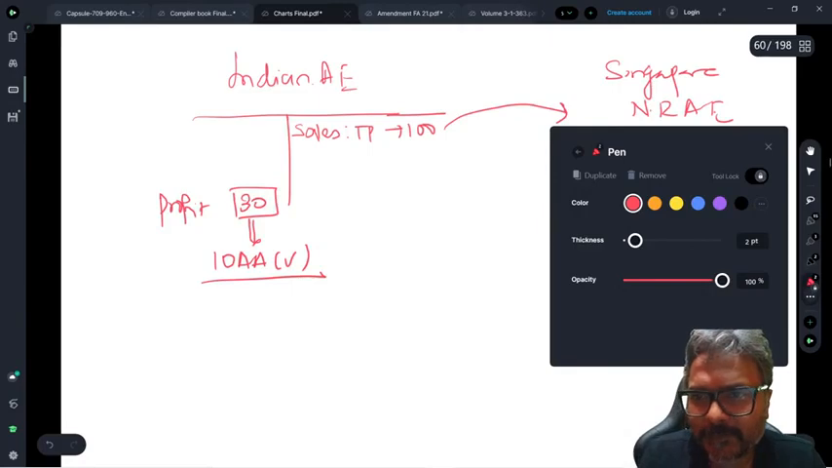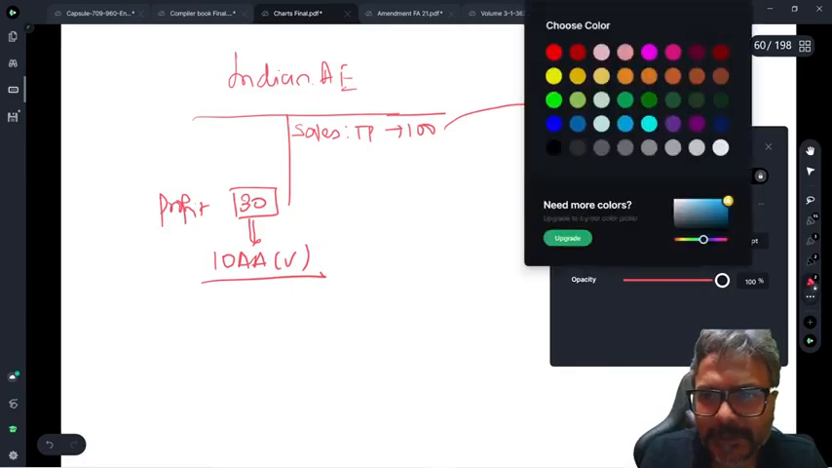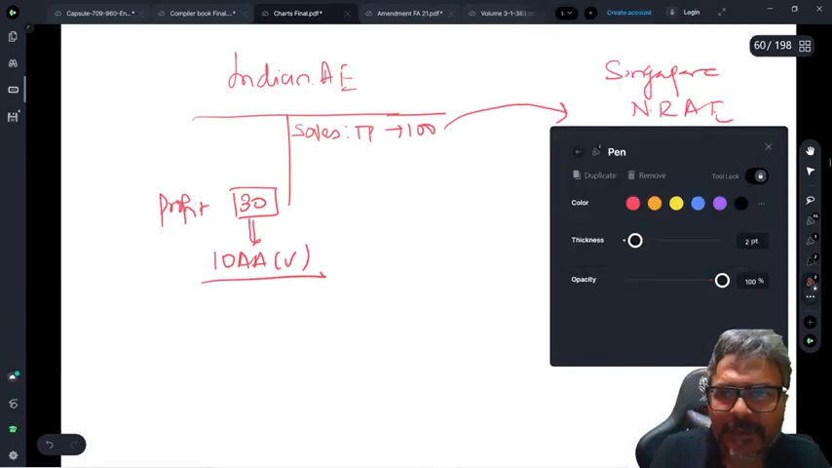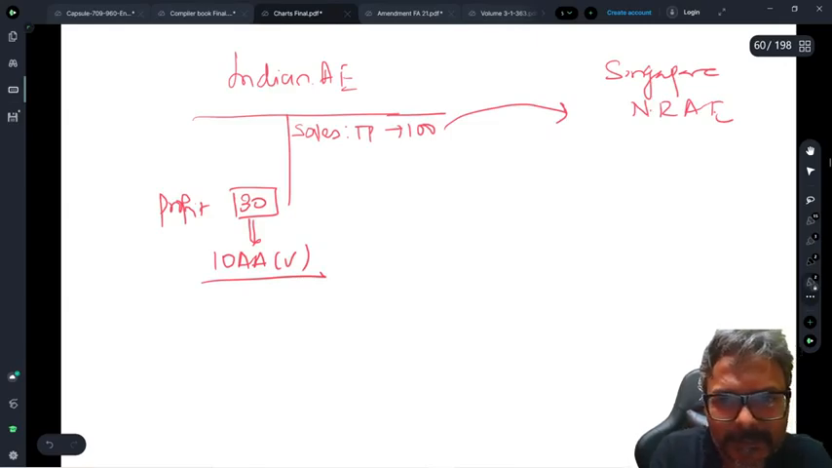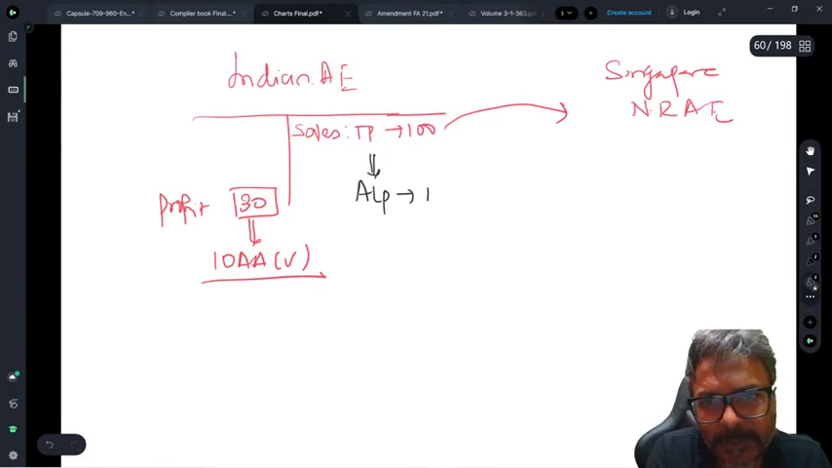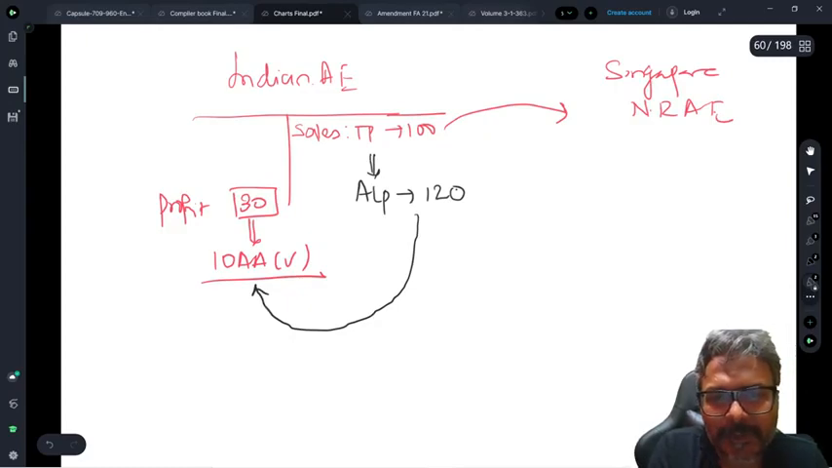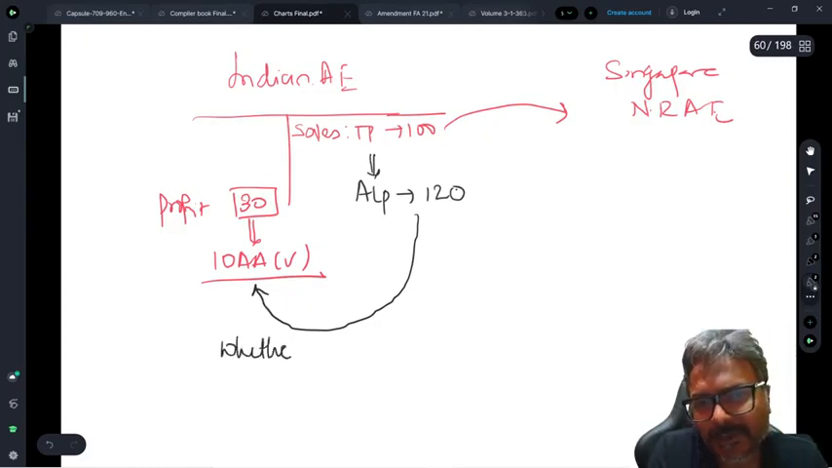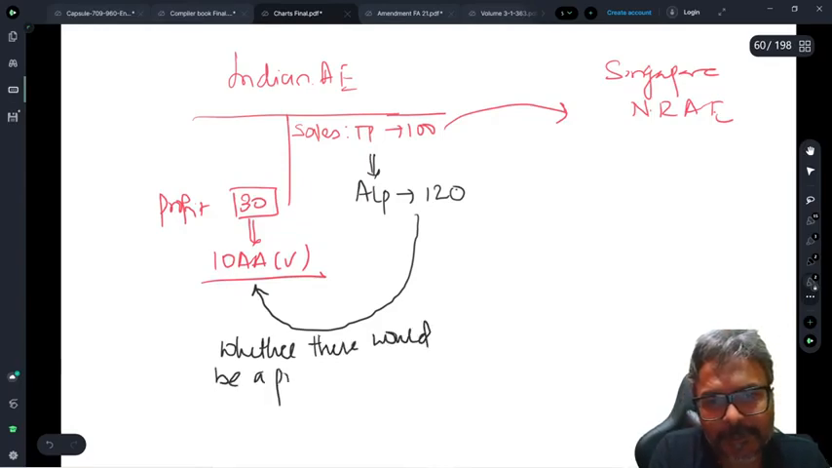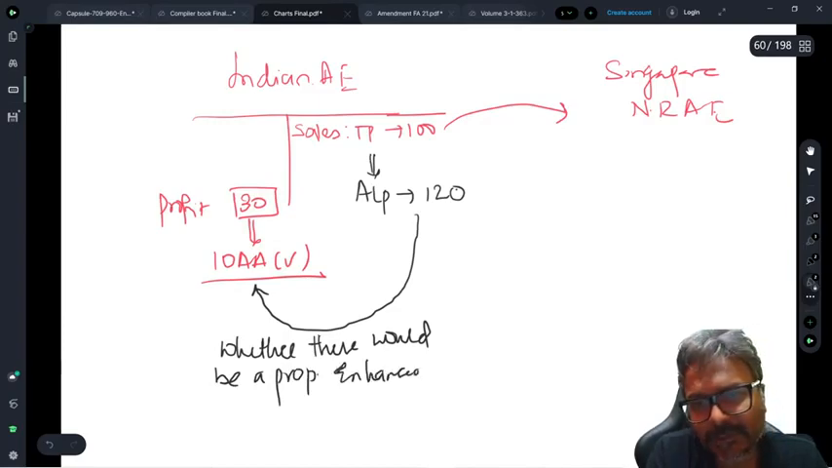Thereafter, students, what happens was that subsequently the assessing officer adopted the ALP of 120. Now, in that context, the question is whether, with this 120, there will be an enhancement of the deduction, a proportionate enhancement of the deduction. That is the question to all of you.